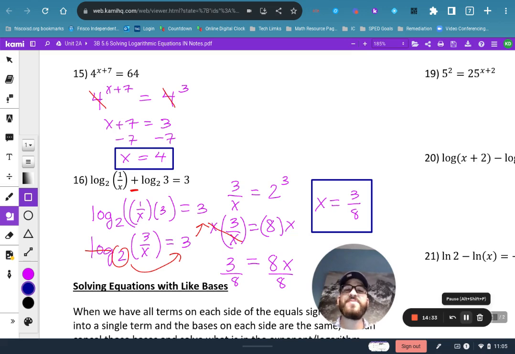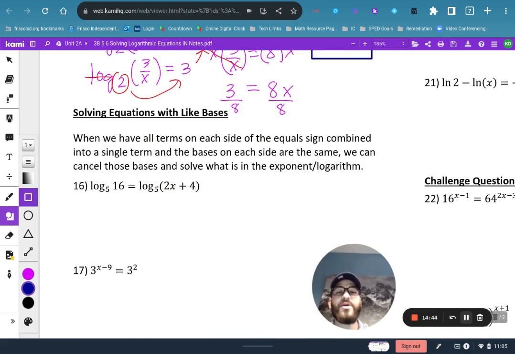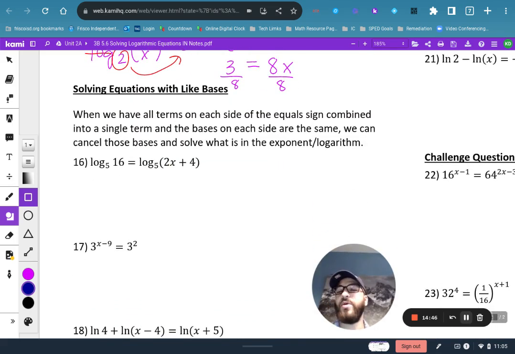Multiply both sides by x to get it out of the bottom of that fraction. We get 3 is equal to 8x, and then divide both sides by 8, so we get x is equal to 3/8. Okay, our last one that we're going to talk about, y'all, we've kind of already done it, but I wanted to see it with logs. I wanted to see it with exponents, both of them. So let's look at 16.